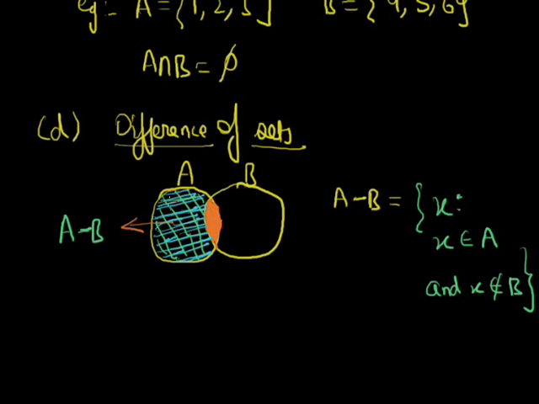So this green shaded region is the region which is only in A. This region is not in B. This region is considered to be A minus B, or the difference of sets. This is what we mean by the difference of sets.